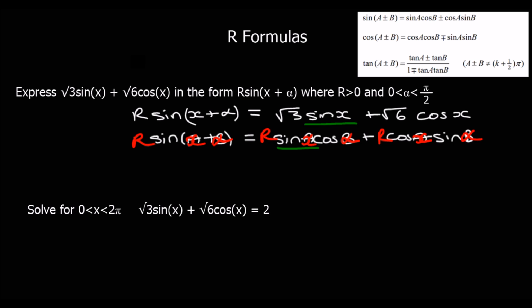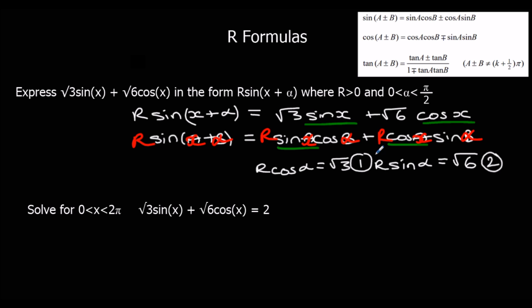So for this term, we have r cos alpha must be equal to root 3. And for the next term, if we take out the cos x, we've got r sine alpha equals root 6. To find alpha, we're going to do the sine over the cos. So equation 2 divide by equation 1. The r's cancel. We're left with tan alpha on the left, and we get root 6 over root 3 on the right. We could change that to root 2 if we wanted.